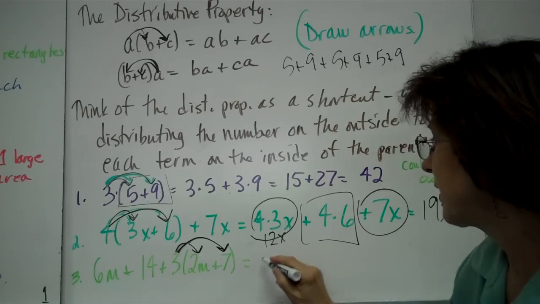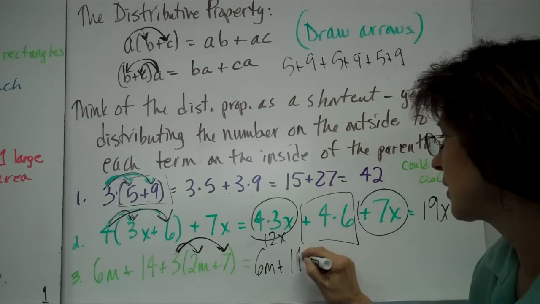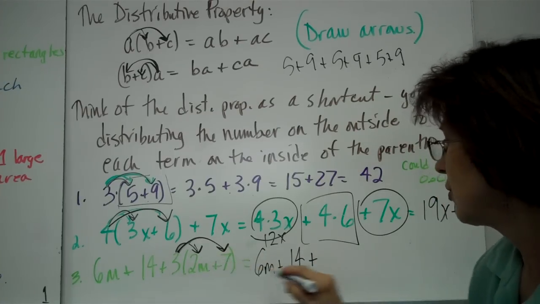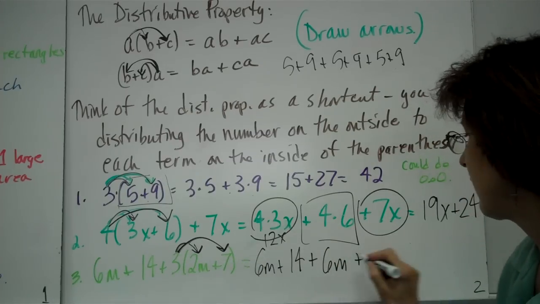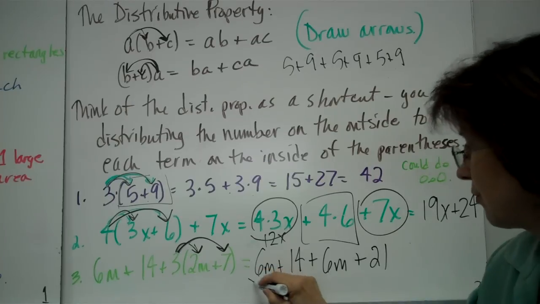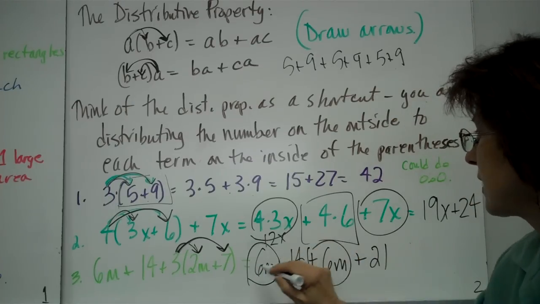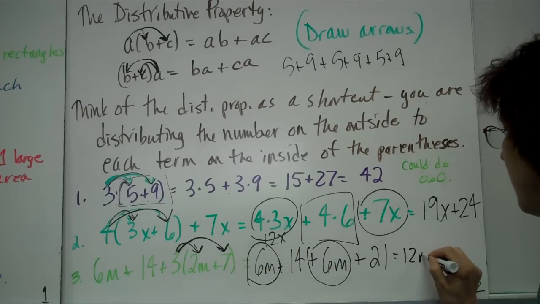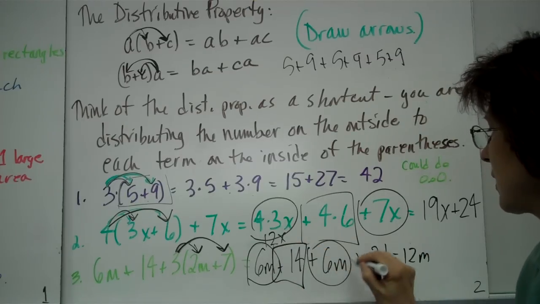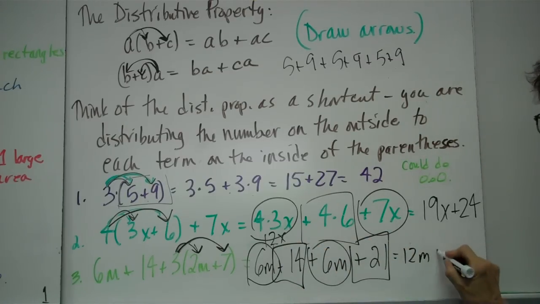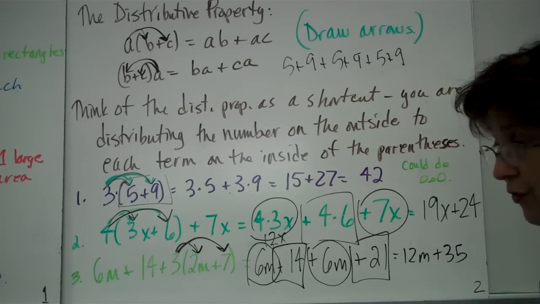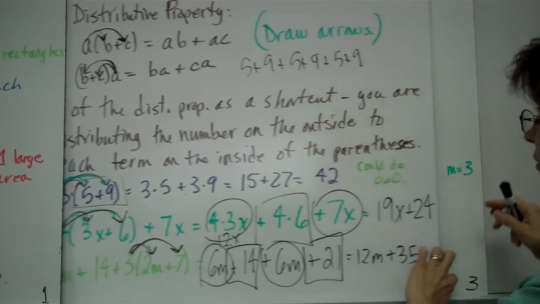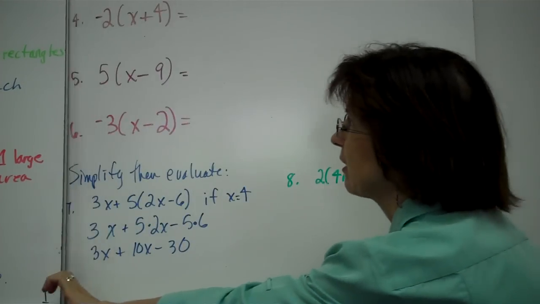Okay, I'm going to go ahead and copy down my 6m plus the 14 plus 3 times 2 is 6m plus, I write down my plus sign, 3 times 7 is 21. Then I combine my like terms, 6m plus 6m is 12m, and then I box out the plus 14 plus 21, and that's plus 35. So that'd be your answer, your simplification for that. All right, so I'll go through another couple examples, and then that'll be it.